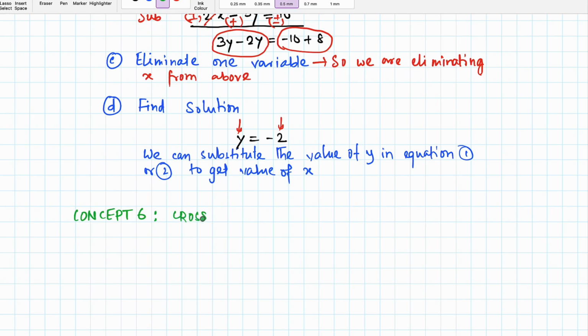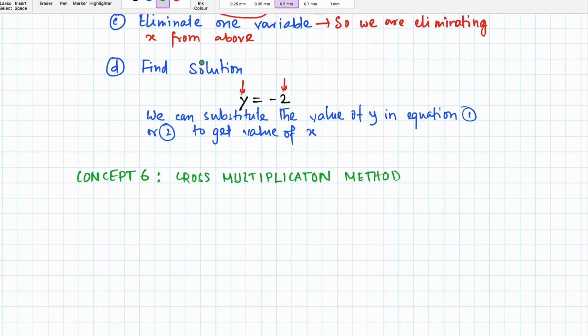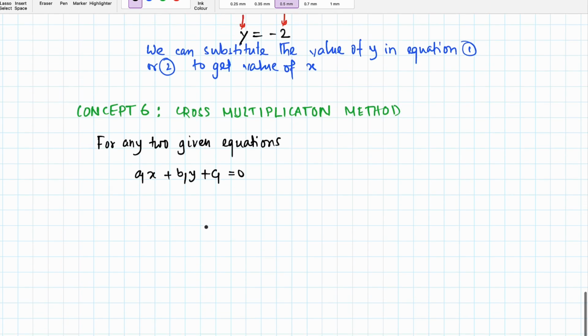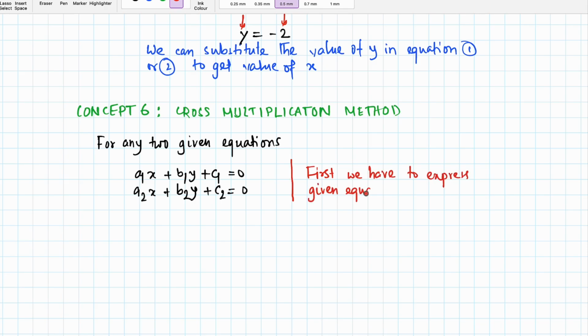Now concept 6. This is also a very useful method, the cross multiplication method. In this method you have to recall, or we have to understand, the formula. There is a very easy method to remember this formula, so we will just show you. For any two given equations, a1x plus b1y plus c1 equal to 0 and a2x plus b2y plus c2 equal to 0, first we have to express the given equation in standard form.